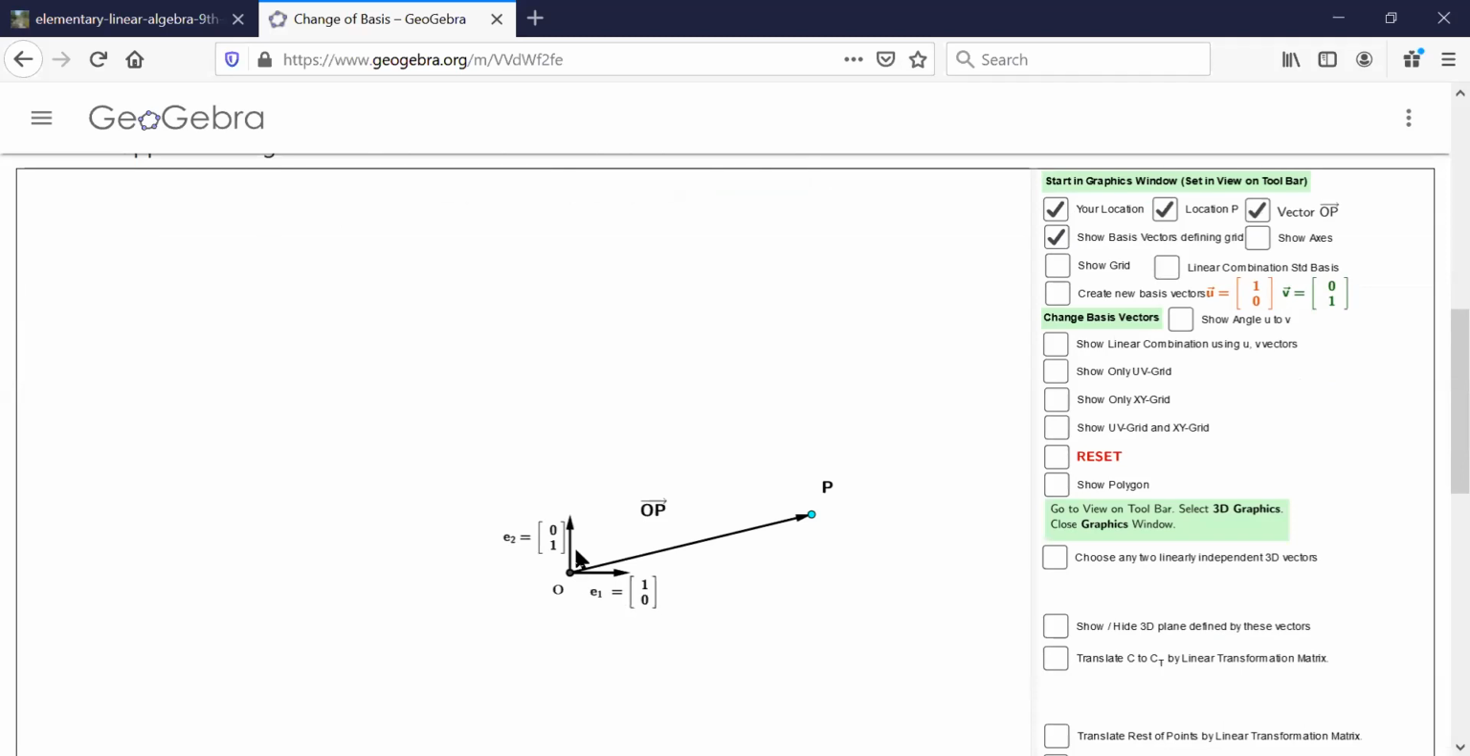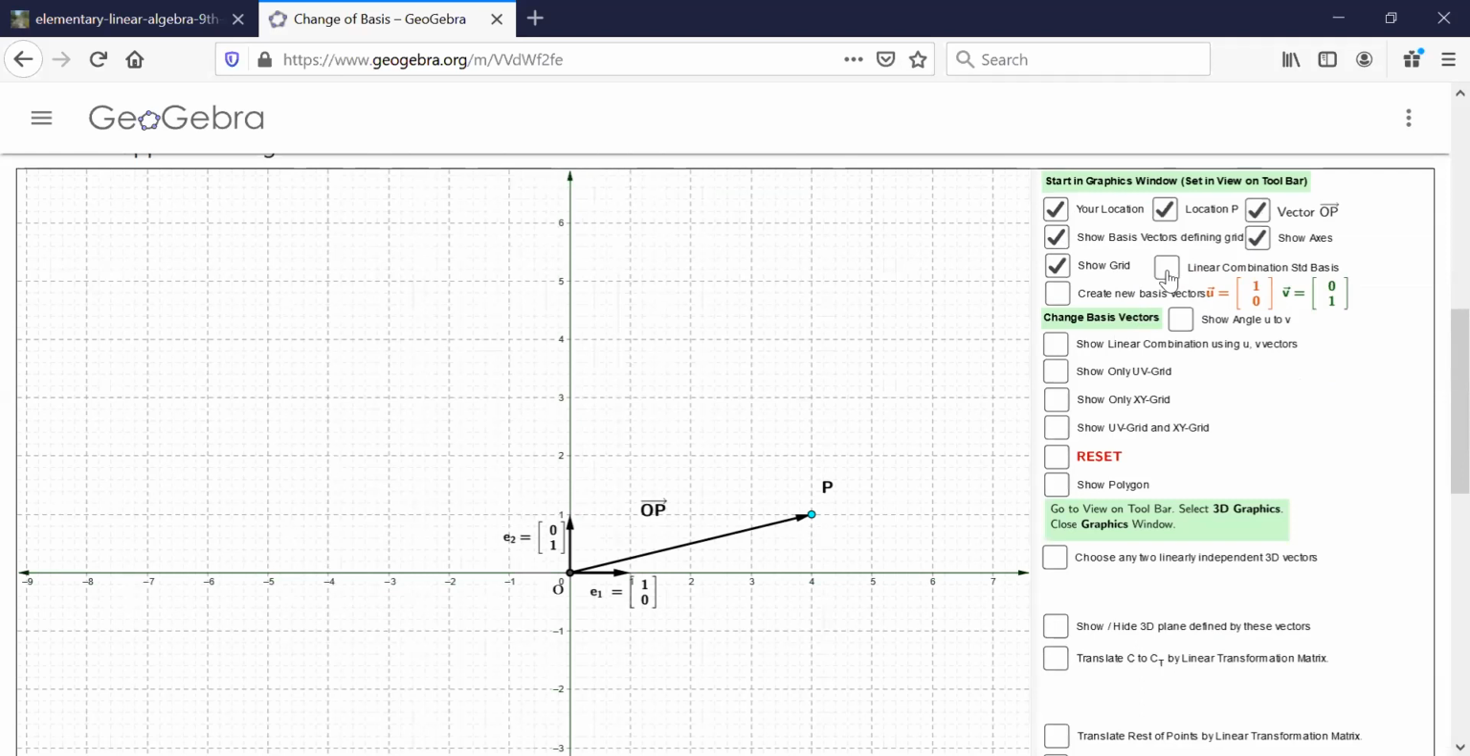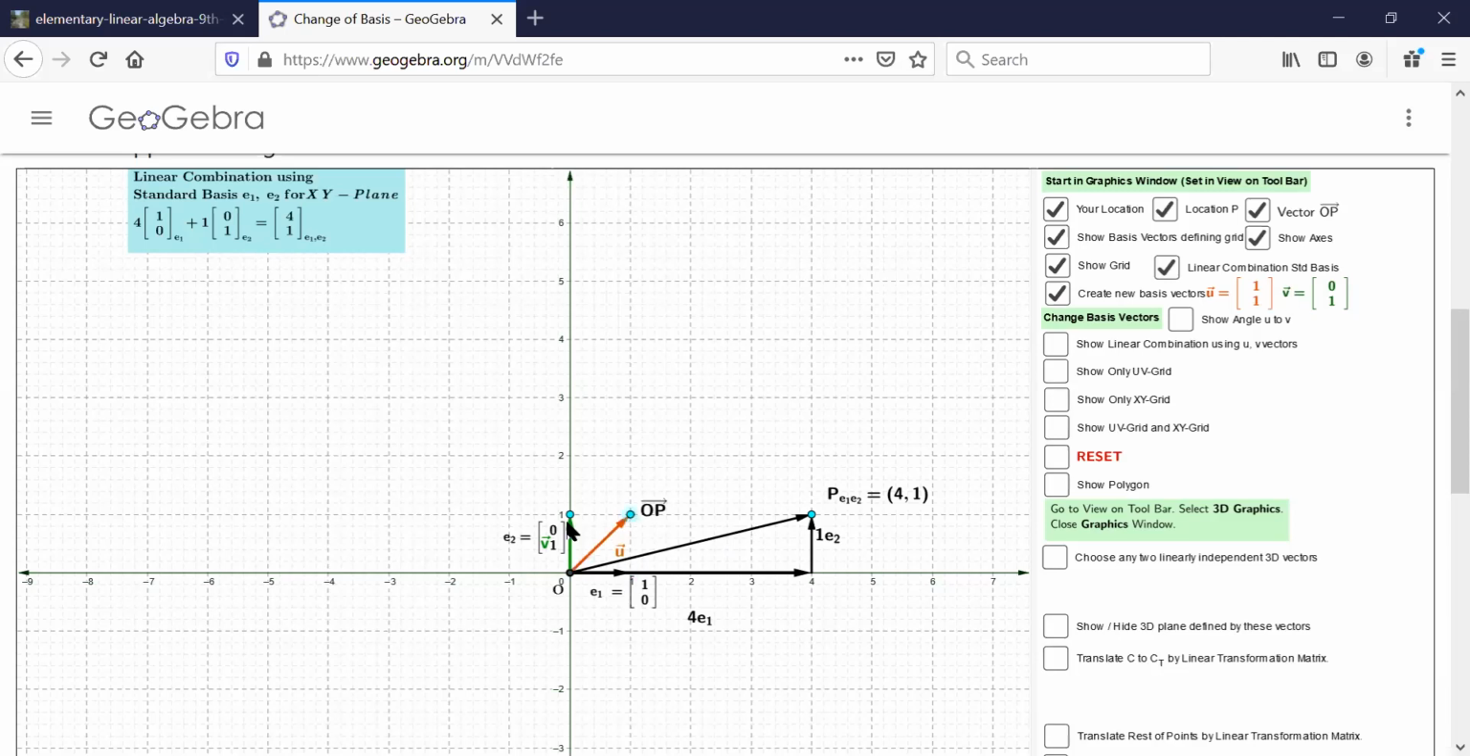We take our standard basis vectors. We can show our standard axes and our standard grid and how to get there. To get to the point (4, 1), it takes 4 of the first I vector plus 1 of the J vector. They're calling them E1 and E2, elementary 1 and elementary 2, but that's okay, same difference. So what if we create a new set of basis vectors? I used (1, 1) and (-2, 1). Let's move this over here.